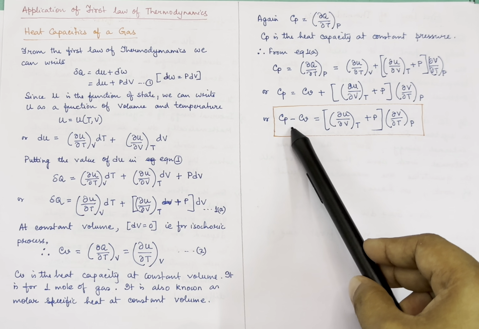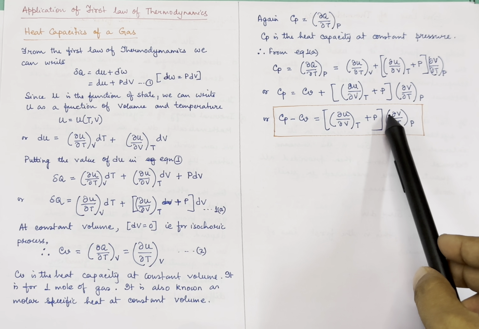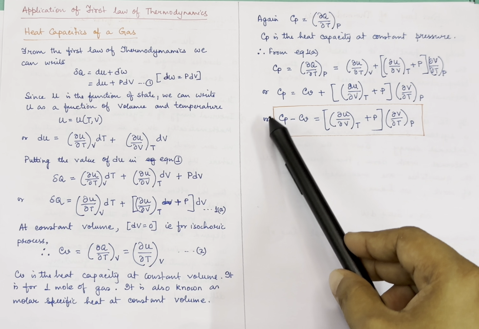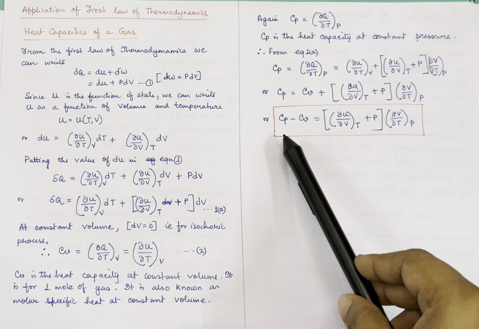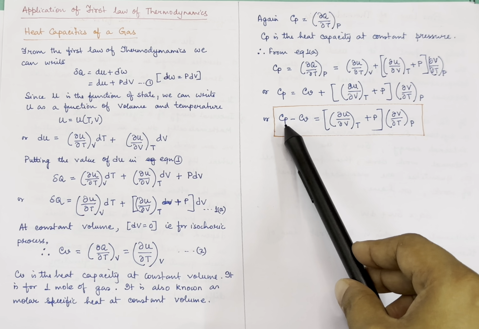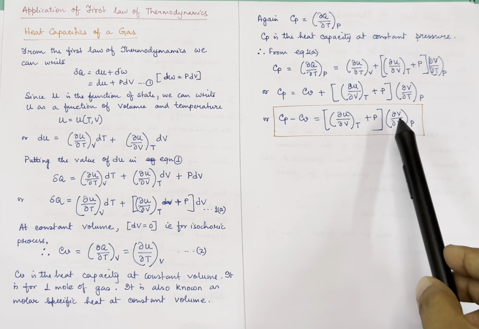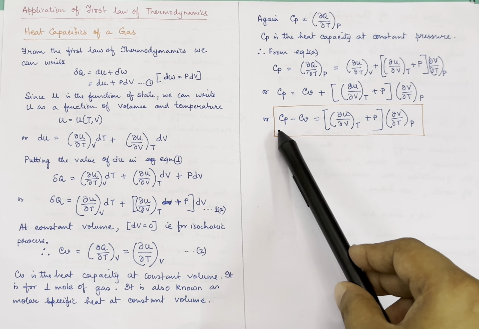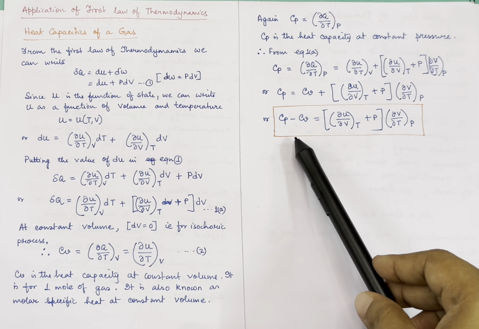So CP − CV = [(∂U/∂V)_T + P] (∂V/∂T)_P, at constant pressure P. So this is the general form of the difference of the heat capacity at constant pressure and at constant volume. So CP − CV is given by this equation. Now utilizing this general form of the difference of heat capacities, we will apply it to the ideal gas and also the real gas.